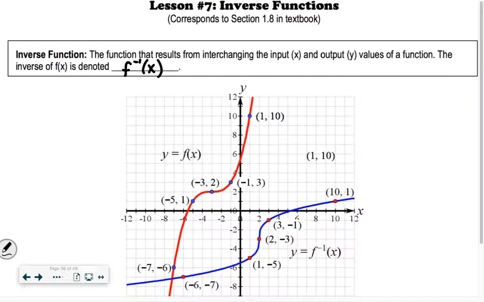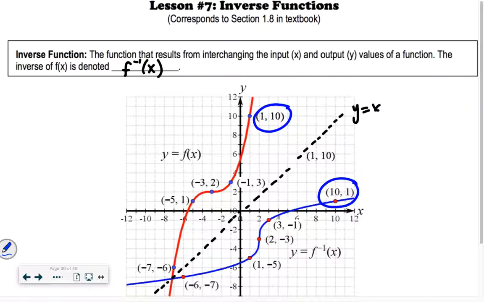What happens is, if we have a function and we reflect it over the line y equals x, we get its inverse function. So any point that we have, like if I have 1, 10, on the inverse function I'm going to have 10, 1. I don't know why that random 1, 10 is hanging off. We'll just get rid of that 1, 10.